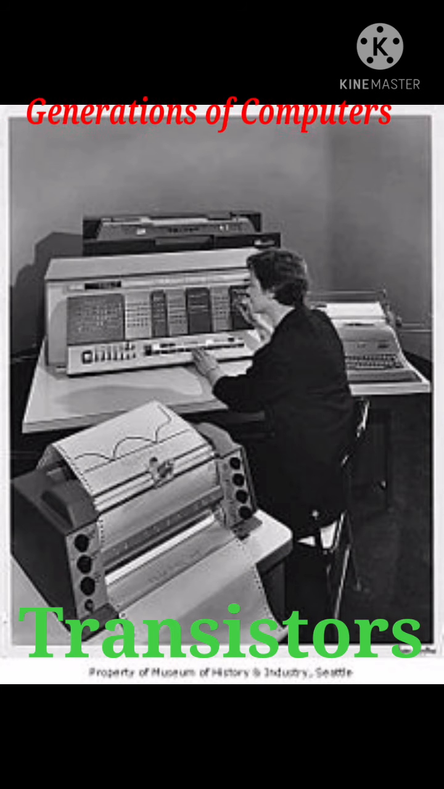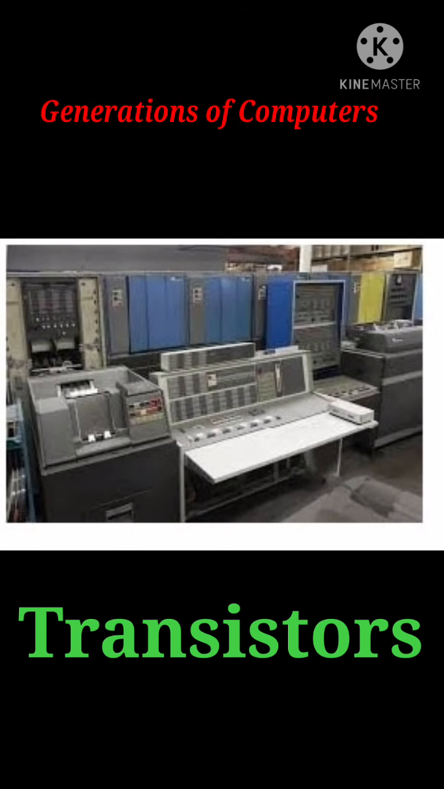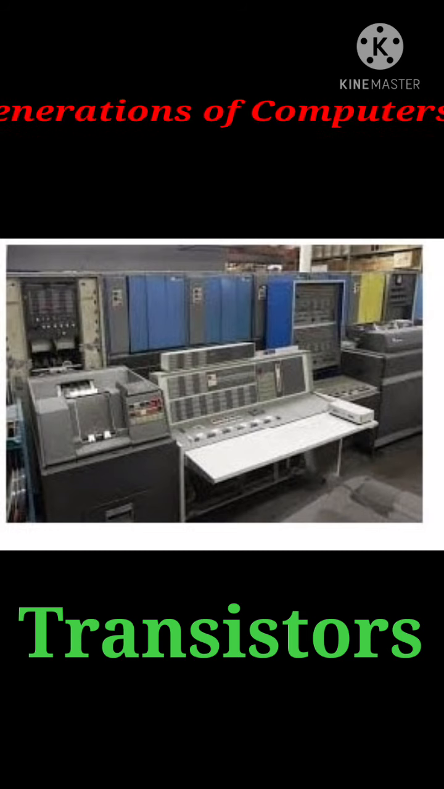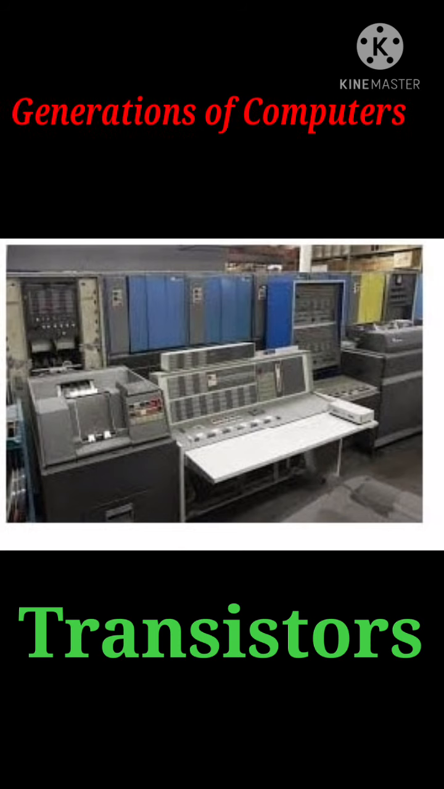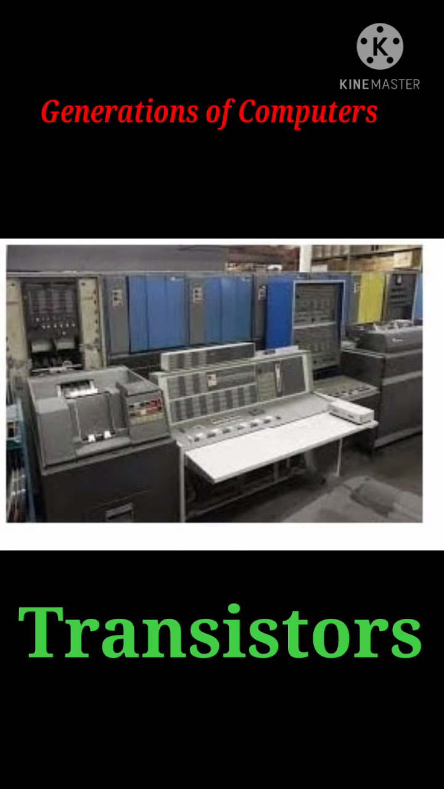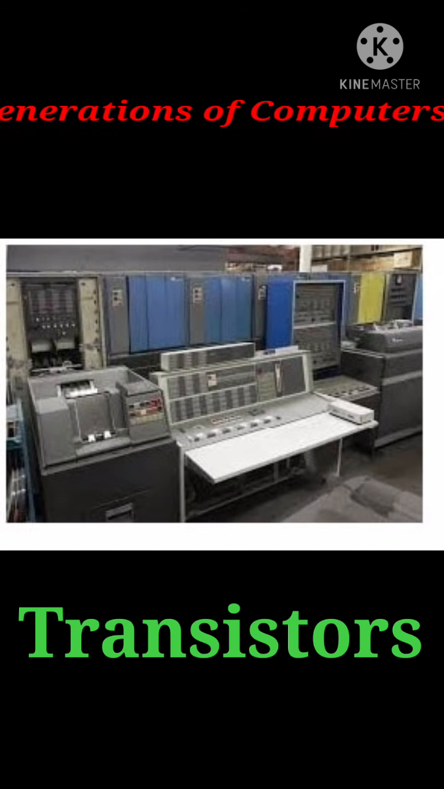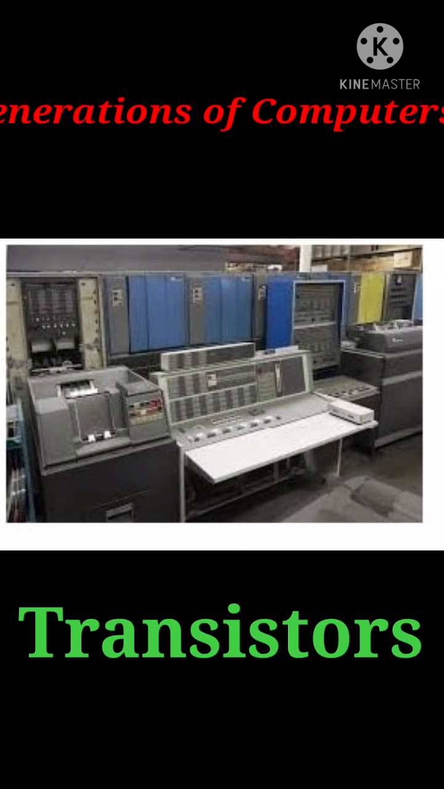Next, second generation computers. The second generation computers were comparatively advanced than the first generation computers. The advantages of the second generation computers are they were smaller in size, greater speed, more accuracy and reliability, less power consumption, less heat generation, larger storage capacity, and programs could be modified easily.